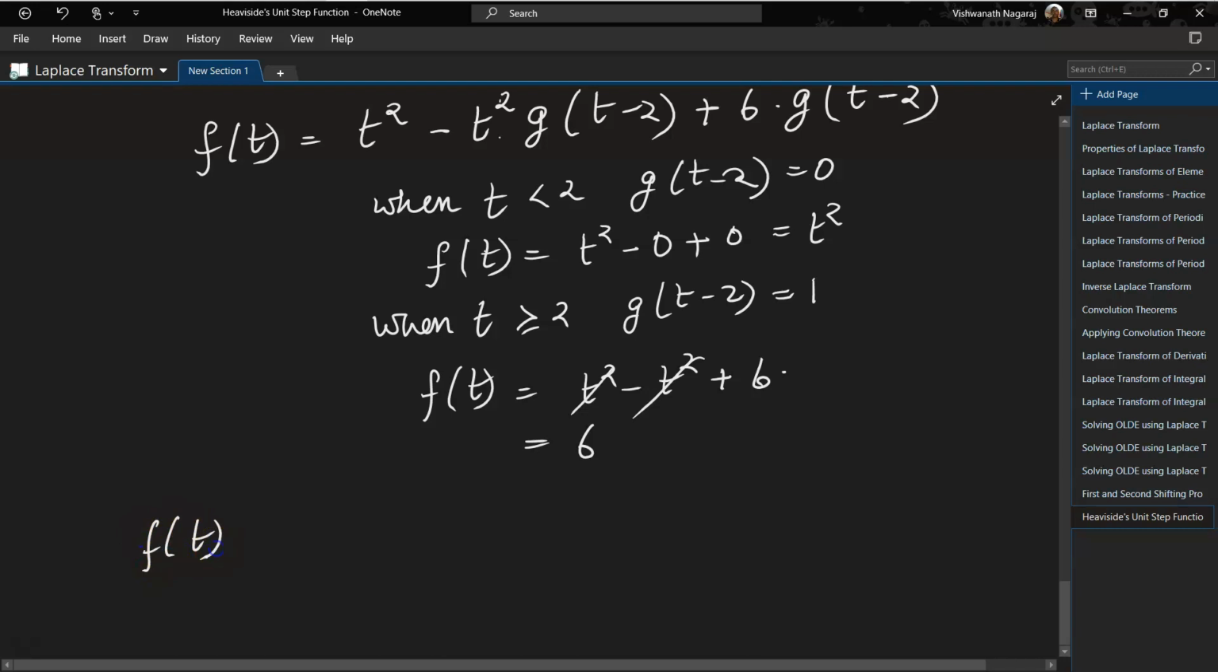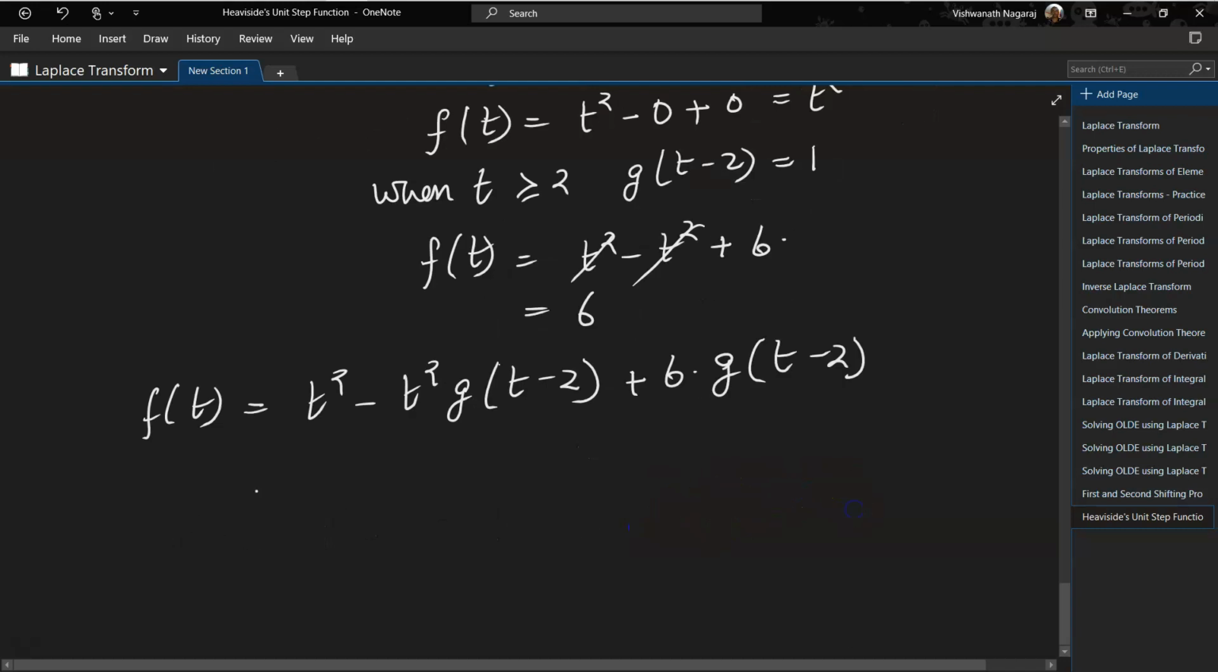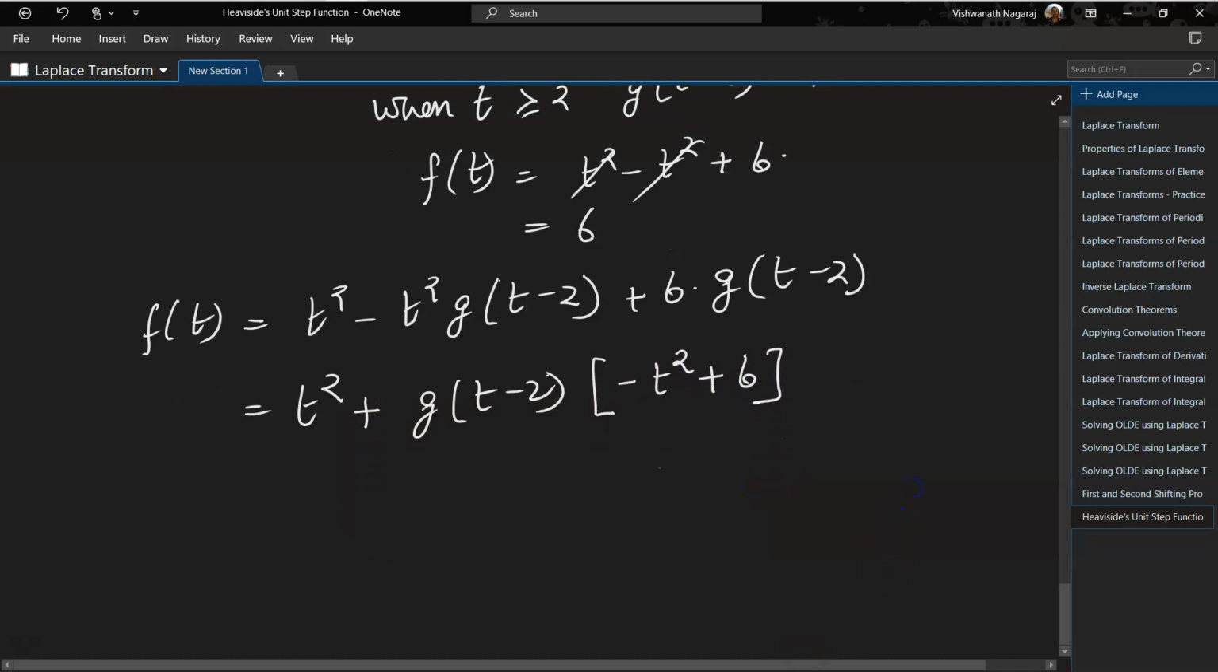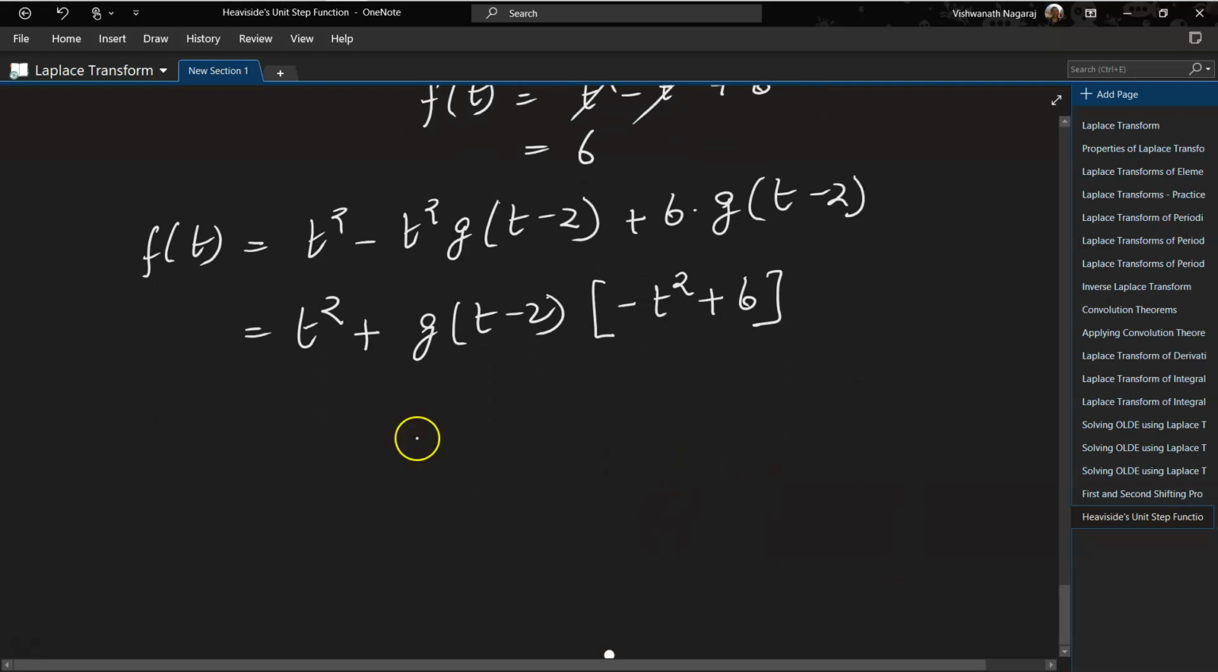So let me rewrite it. f of t is equal to t square minus t square g of t minus 2 plus 6 times g of t minus 2. Okay, t square minus g of t minus 2 is common. Let's make this as plus minus t square plus 6. Now this also should be in terms of t minus 2. So let's take minus t square plus 6.